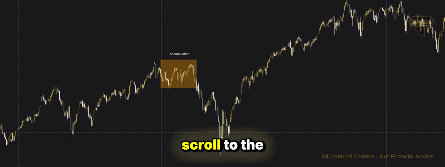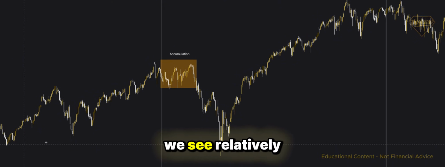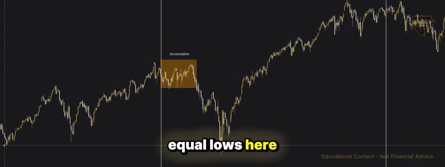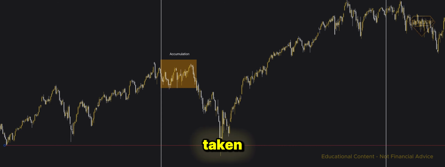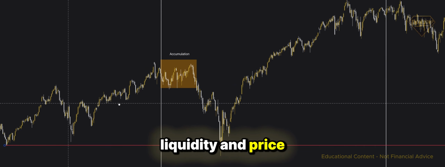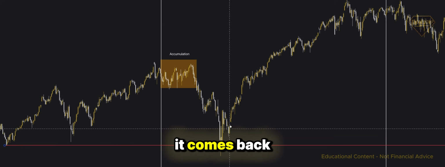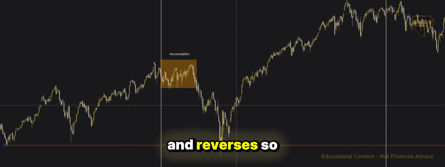So if we scroll to the left, we see relatively equal lows here that have been taken at this point, and look what happens. We grab the liquidity and price doesn't continue. It comes back and reverses. So this is the second function, the manipulation.